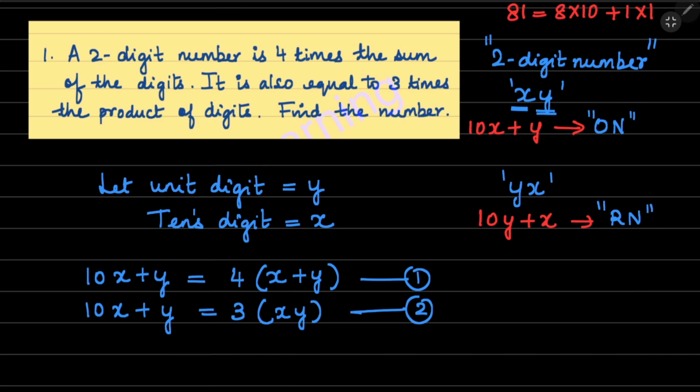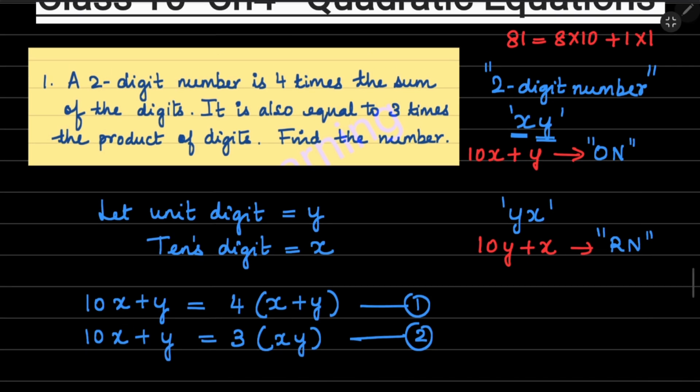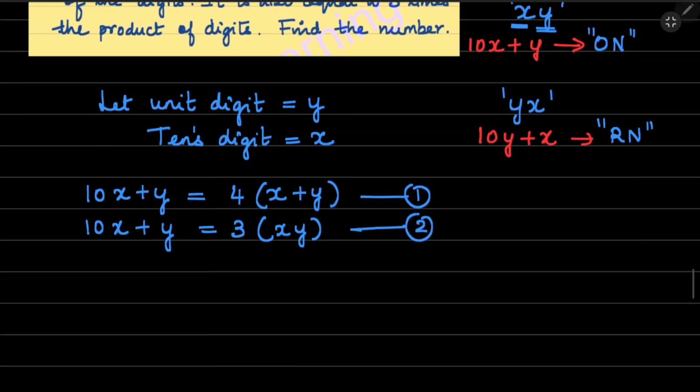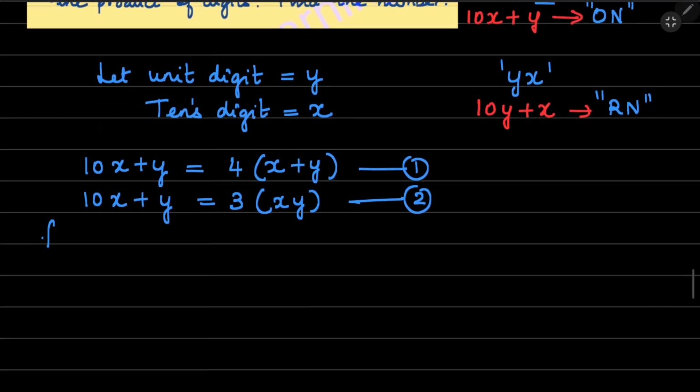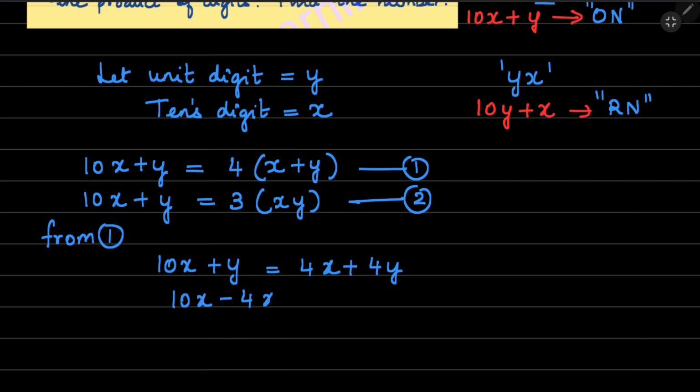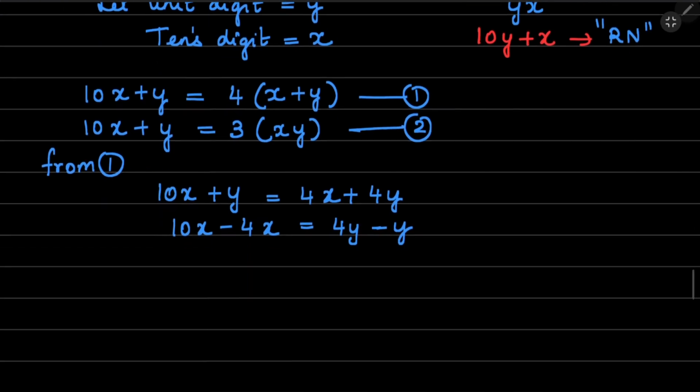You just have to solve for x and y. If you know x and y, you will get to know the number itself. You have to find that two-digit number. So let's do it. From equation 1, let's open the brackets and expand it. So 10x plus y is equal to 4x plus 4y. Bring the x terms to one side: 10x minus 4x is equal to 4y minus y. So 10x minus 4x is 6x, equal to 3y.